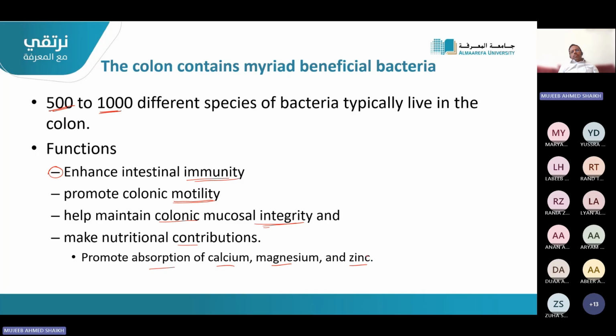Now here is the point to be thought of: if a person is on long-term use of antibiotics, what will happen? What is the function of antibiotics?